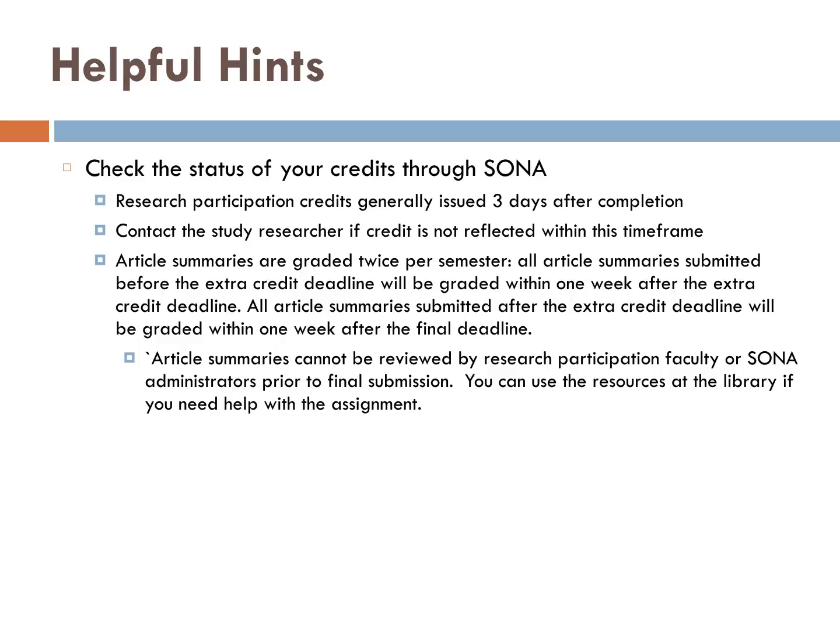Now, in regards to article summaries, those are graded twice per semester. Once shortly after the extra credit deadline, in which you can expect to see within about a week, and then the second article summary will be graded within about 1 week after the final deadline. And again, if you've lost your password, you can visit Sona.